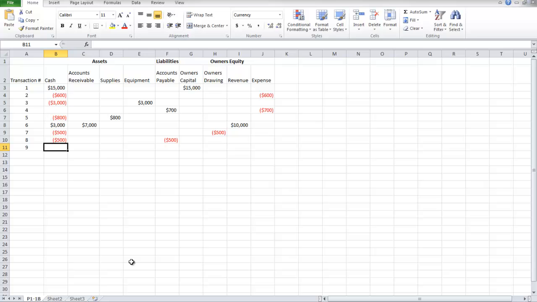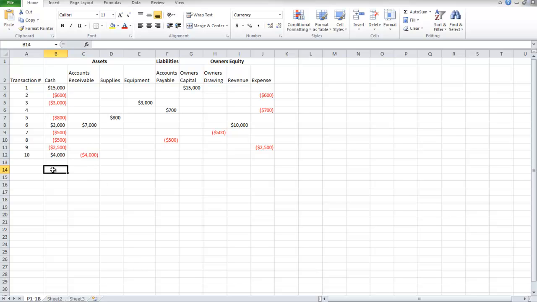Then transaction 9 says they paid employees salaries of $2,500. This means that $2,500 of employee salary was paid in cash, thereby reducing cash by $2,500, and we have an expense for $2,500. Transaction 10 says they received $4,000 cash from customers who have previously been billed in transaction 6. So that was from the accounts receivable. They're going to receive cash of $4,000, so that's going to increase cash, and accounts receivable is going to decrease. The amount that is owed by the customers goes down by $4,000.